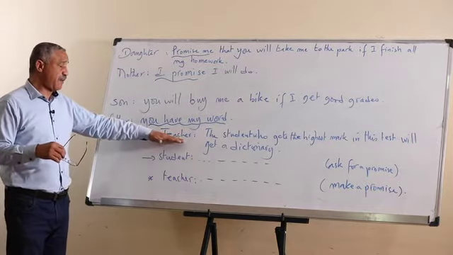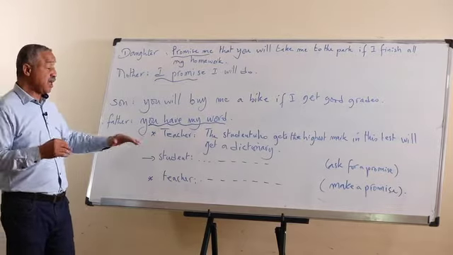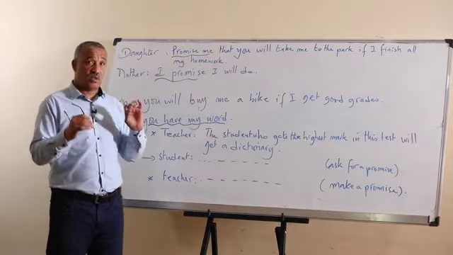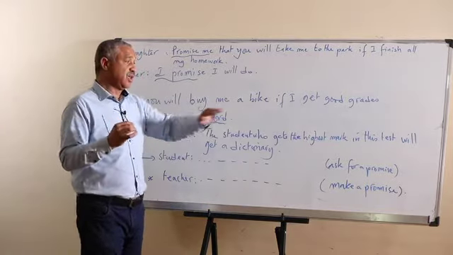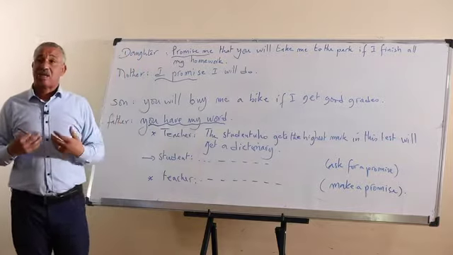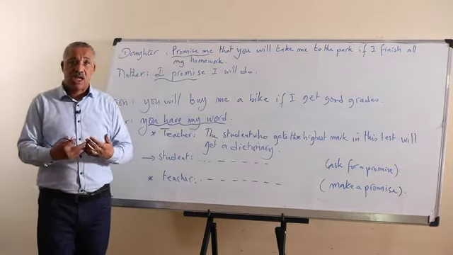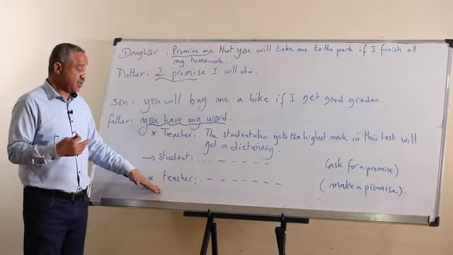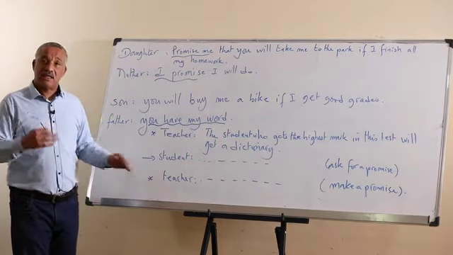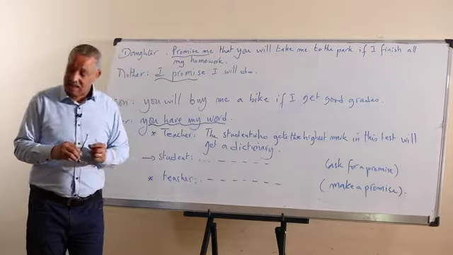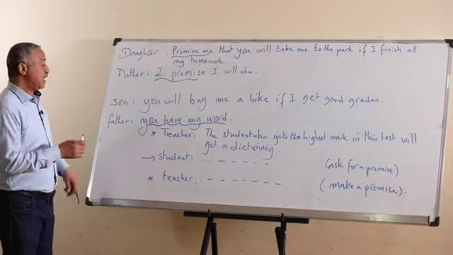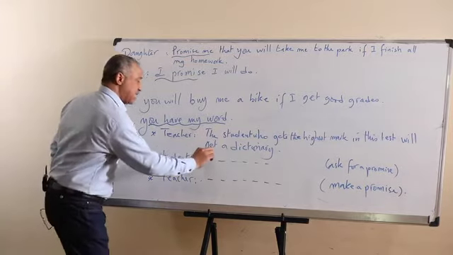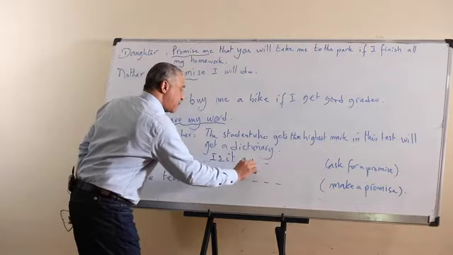Let's suppose that the teacher is speaking to the whole class, and he says, the student who gets the highest mark, that is the best mark in the test, will get a dictionary. Now the teacher is making a promise to his students, and one is asking for that promise. What should he say? And the teacher, to make the promise, what should he say? All right, now let's correct this quickly. It says the student who gets the highest mark in this test gets a dictionary. The student may say, "Is it a promise?"